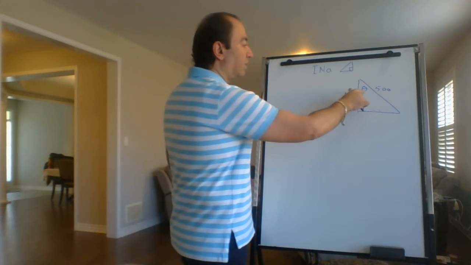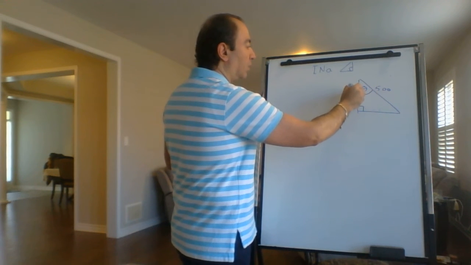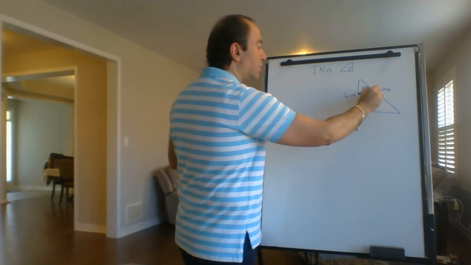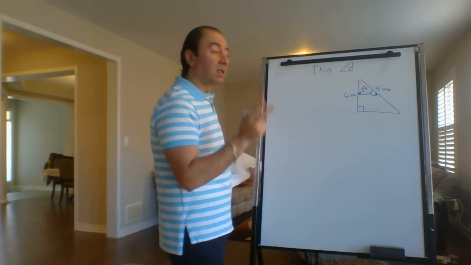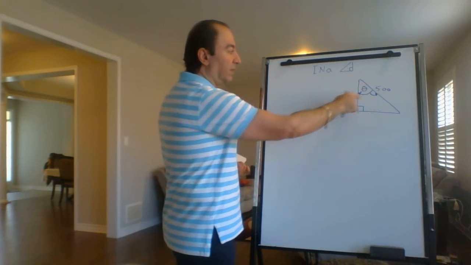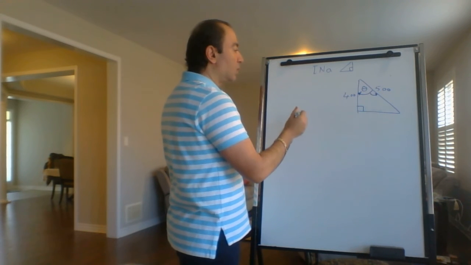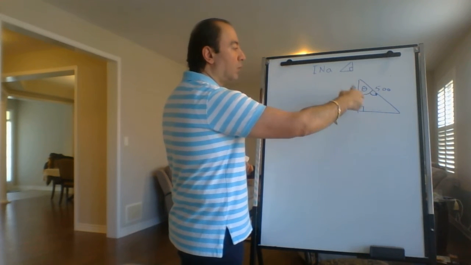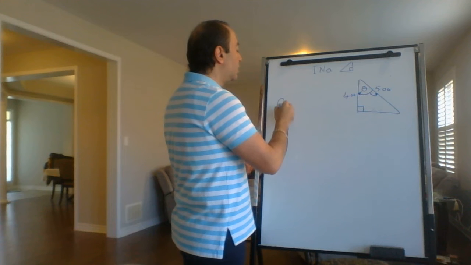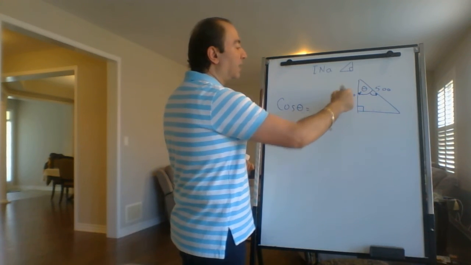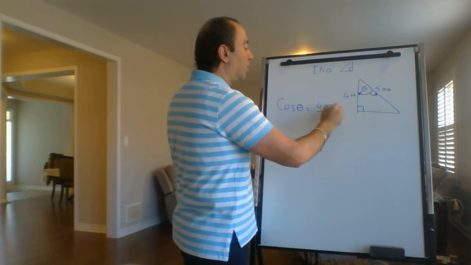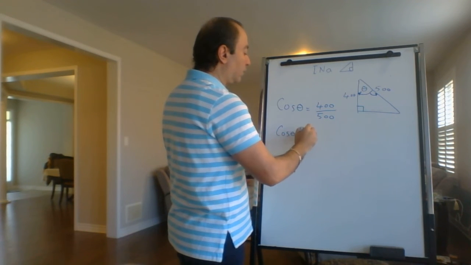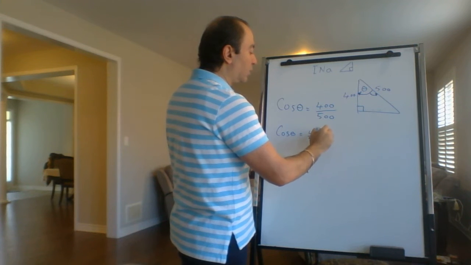When I look here, I find that for this angle, I know the side that's next to it and not the hypotenuse, and I know the hypotenuse. So the ratio that has both the adjacent and the hypotenuse is cosine. So I have to use cosine because the information given forces me to use cosine. So I would say cosine theta equals the adjacent, which is 400 over 500. Now cosine theta equals 4 over 5, which is 0.8.